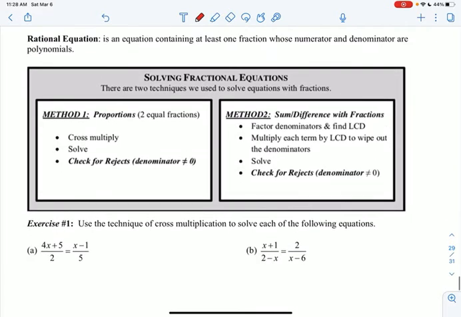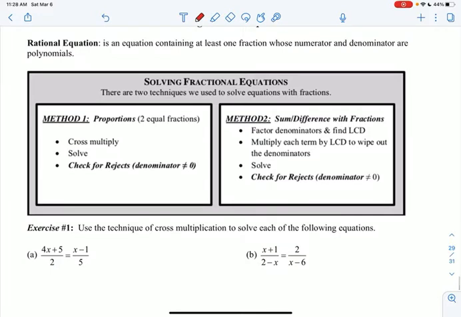Method 2 is if I have the sum or difference of fractions, you have to factor the denominators and find the LCD, least common denominator. Then you multiply each term by that LCD. That gets rid of the denominators because they'll cancel out. And then you solve, and then once again you have to check for any rejects.